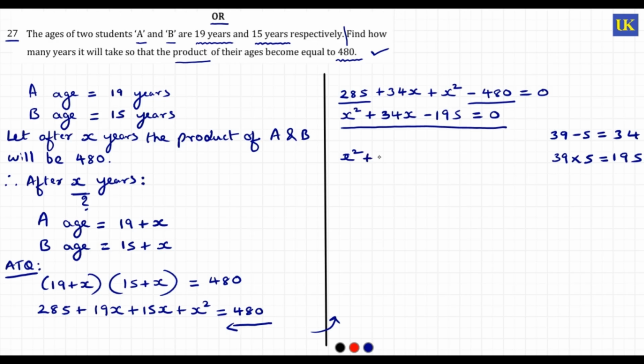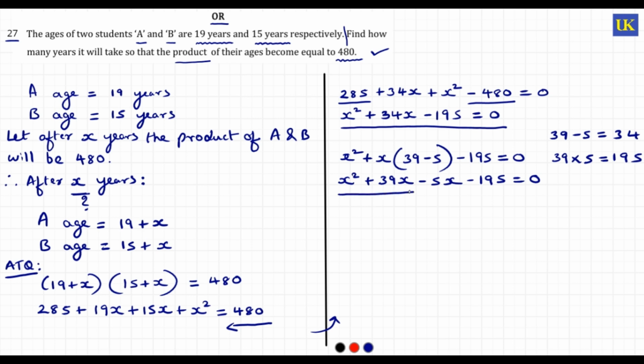So I will write x square plus x, and in bracket I will write 39 minus 5, minus 195 is equal to 0. Middle term split means we take the middle term and split it into two different numbers. A single number is split into two numbers. This is called the middle term split method. Now x square plus 39x minus 5x, multiplying x once with this and once with this. Very simple. Minus 195 is equal to 0.